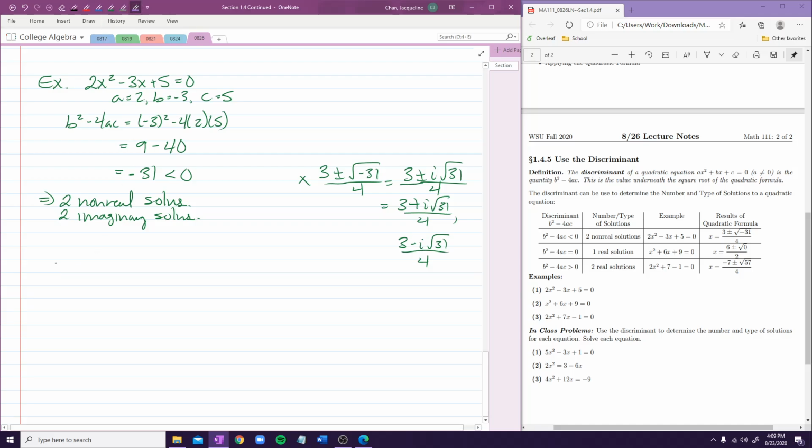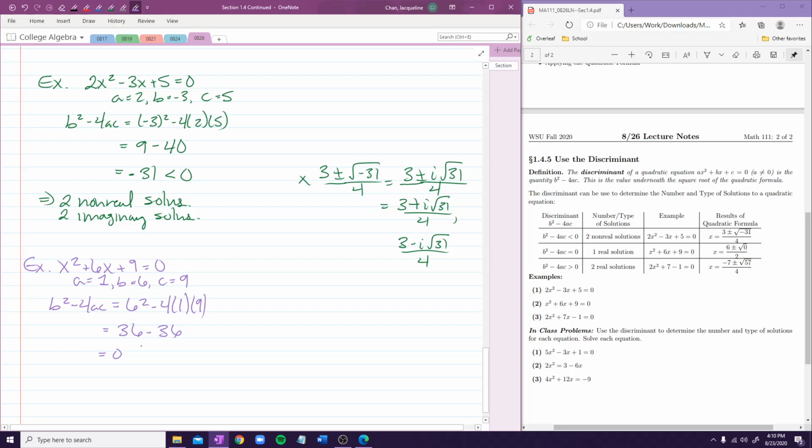All right, now let's look at x squared plus 6x plus 9 is equal to 0. Let's establish our variables first. a is 1, b is 6, c is 9. So b squared minus 4ac is 6 squared minus 4 times 1 times 9. 6 squared is 36, and negative 4 times 1 times 9 is negative 36. This is equal to 0.